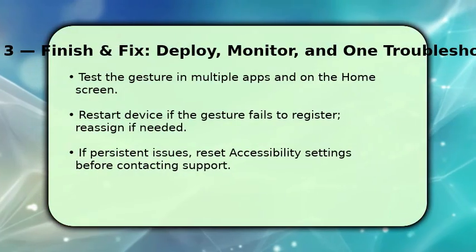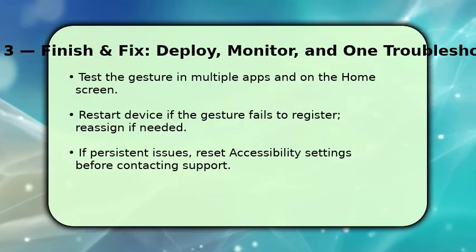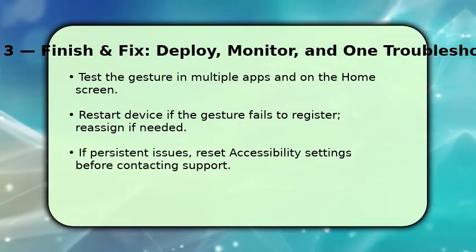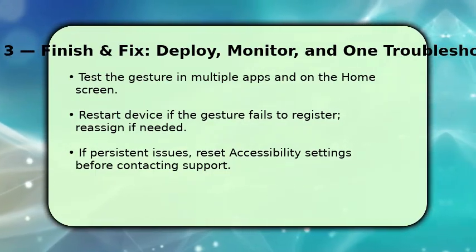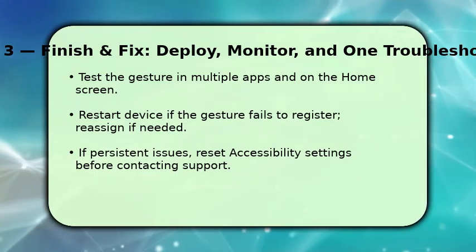To finish, test the new lock gesture across different apps and the home screen so you know it works everywhere. If the gesture doesn't register, restart your device and try again. Sometimes the system needs a refresh. Reassign the action if it still fails.